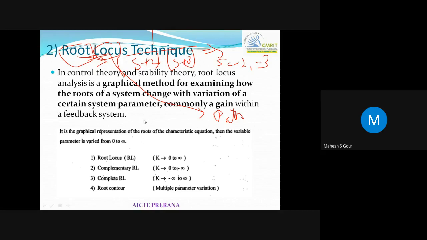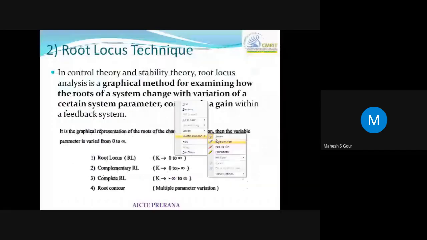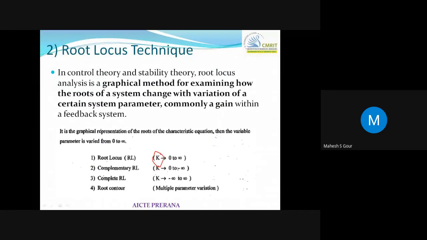Now here is what the root locus technique tells. Suppose I vary any of the parameters, basically we will vary K. If I vary K, what should the value of K be so that the system is stable? We'll come thoroughly, step by step. In control systems, this is the graphical representation for examining how the roots of the system change with variation of a system parameter, that is, basically we will vary the gain, which is defined by K.